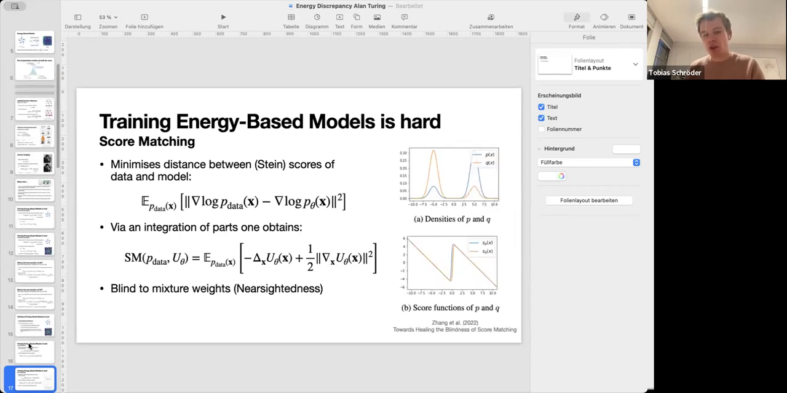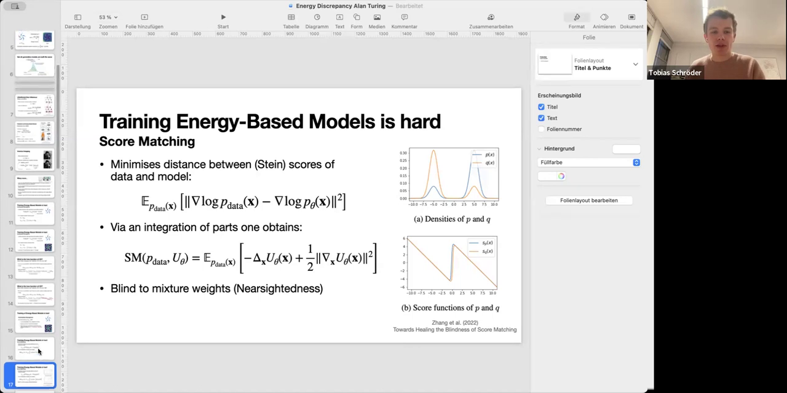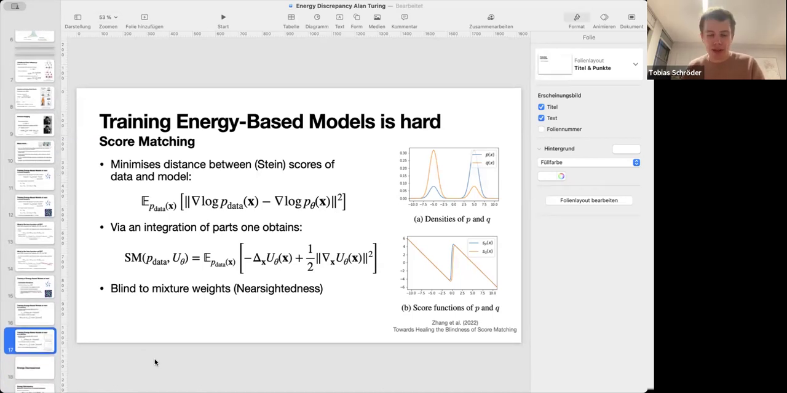And the problem with this approach is that these scores tend to be nearsighted. So if you take two bimodal Gaussians, like you see on the right in figure A, and the only thing you change between these two bimodal Gaussians are the mixture weights. So in one distribution, the mass is more in the right mode, and in the other distribution, the weight is more in the left mode. Then the scores of these two distributions look almost identical. And the score matching loss will be close to zero, and it will be very difficult to infer the mixture weight accurately. So that's why we call these score matching losses nearsighted.